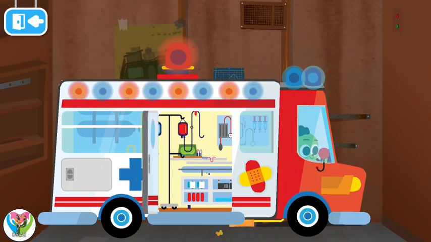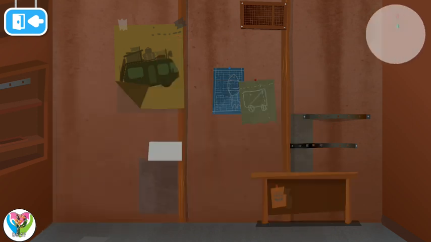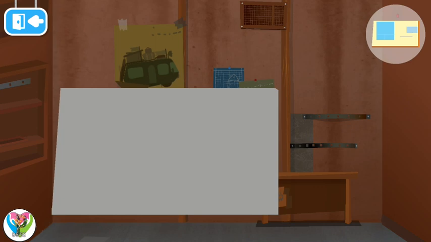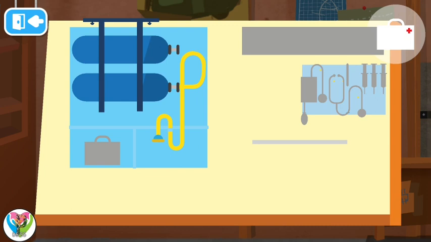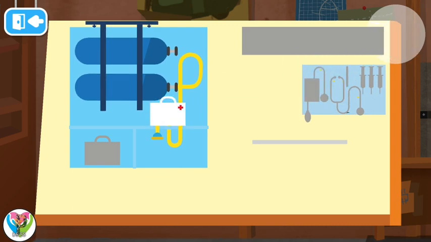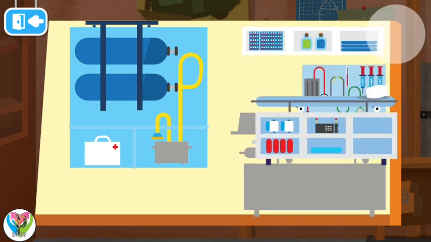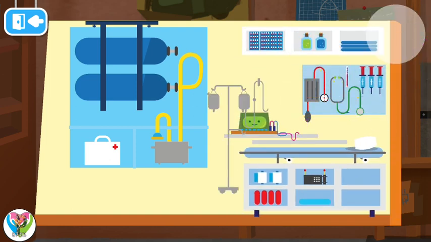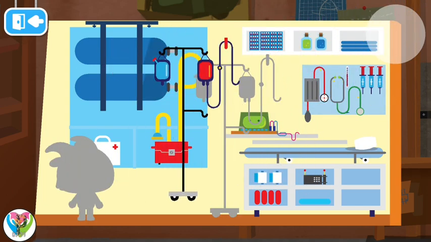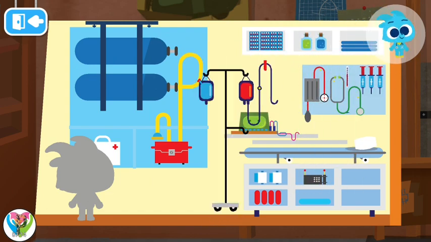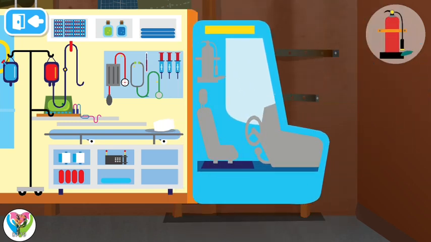Ambulance. An ambulance is an emergency medical vehicle. Let's build an ambulance. Oxygen canister. Oxygen is used to help patients breathe. Gurney. EMTs use a gurney to carry people into the ambulance. IV. EMT. An EMT rides in an ambulance and helps sick or injured people.